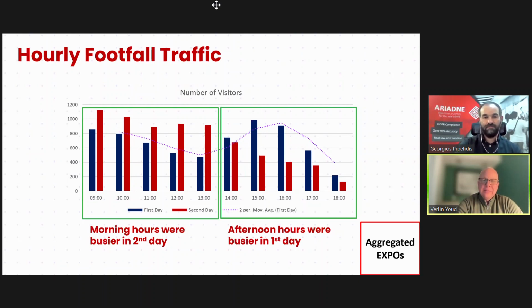These may not be surprising to many of us who go to expos on a regular basis, but the data is actually proving it out. Number one, on the first day, the busiest hours are in the afternoon. Obviously, early afternoon is the busiest. On the second day, what we found in the data is it's busiest in the late morning. And you can see that again in the figures shown on the screen.